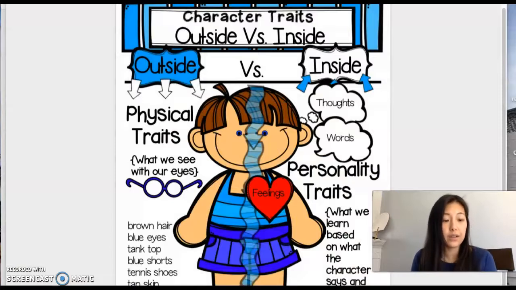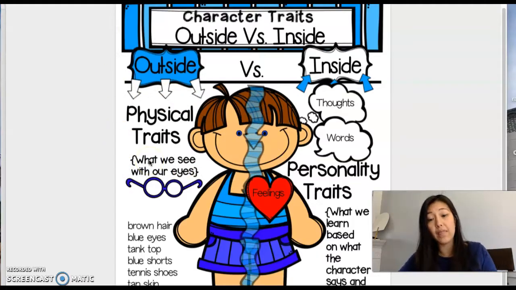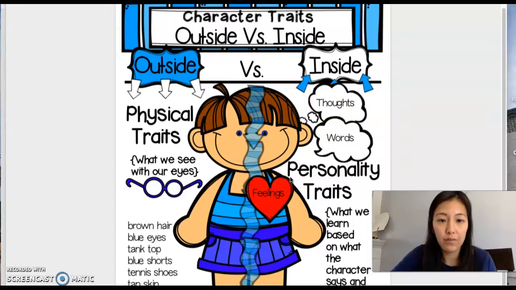So boys and girls, a character trait is a way to describe what a character is like on the outside, and that's called their physical trait, or the inside, which is called their personality trait. So we will be taking a character this week, and you will be talking about what you can see, or their physical traits, and then we will talk about what's on the inside, and that's called their personality traits, boys and girls. So I just want everybody to understand that first.